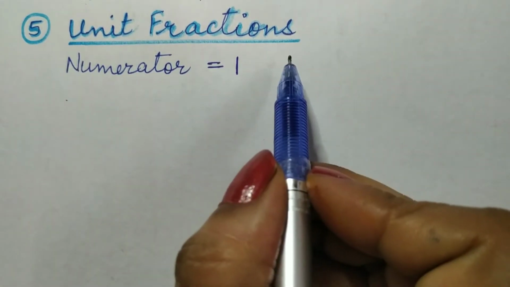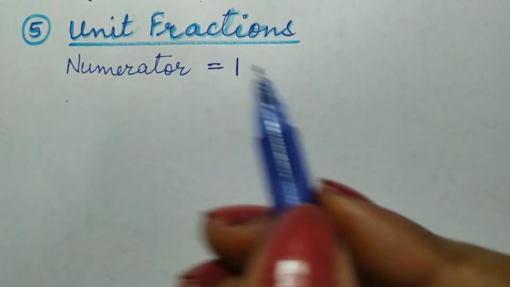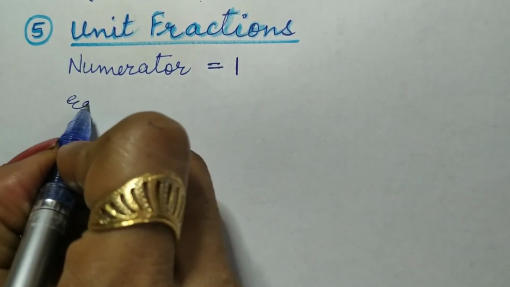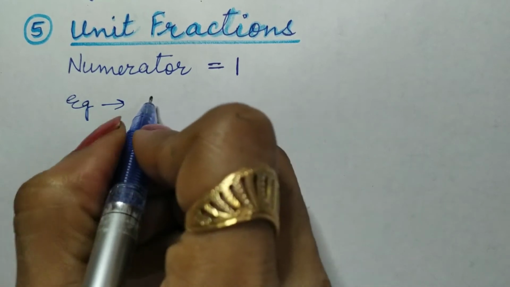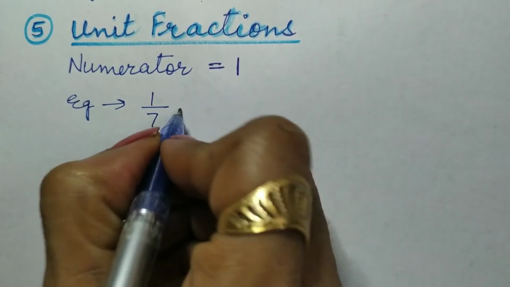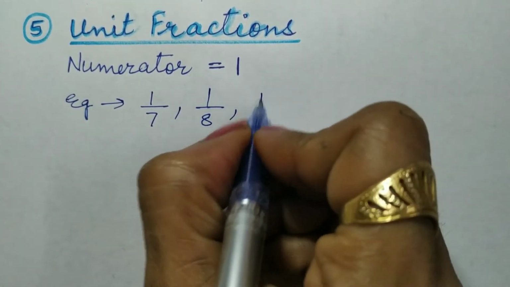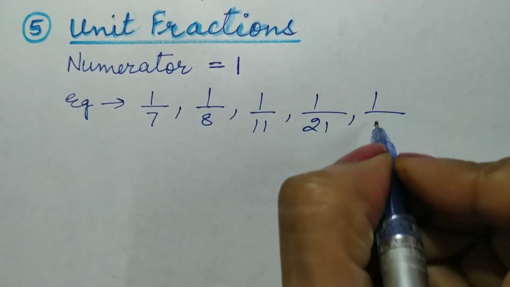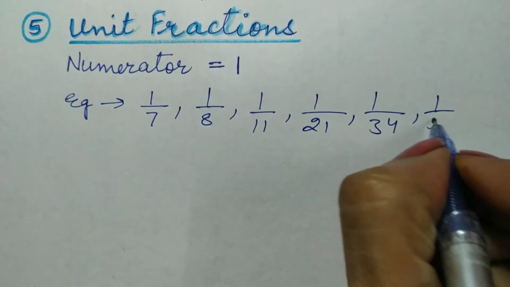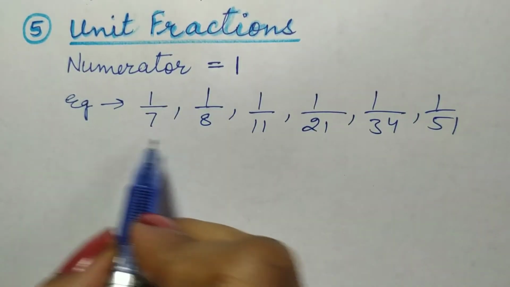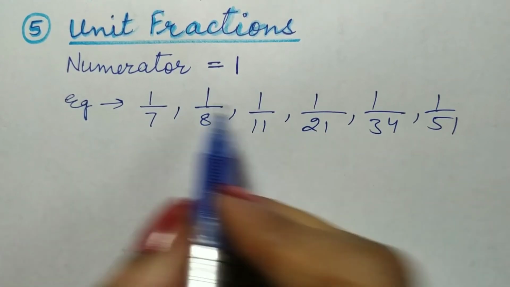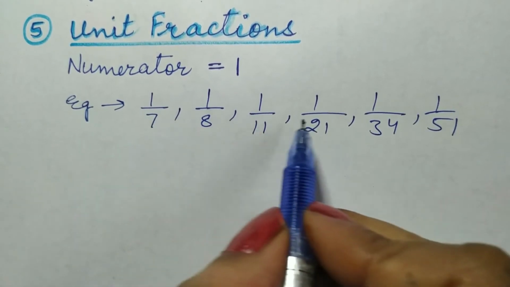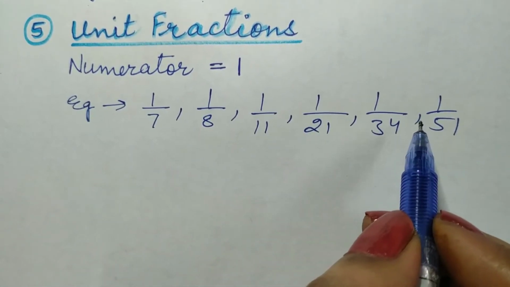Next is unit fractions. Unit fractions are those fractions in which the numerator is equal to 1. Examples of such fractions are 1 by 7, 1 by 8, 1 by 11, 1 by 21, 1 by 34, 1 by 51, and so on. Just look at all these fractions. At the numerator place, there is 1. So such fractions are called unit fractions.